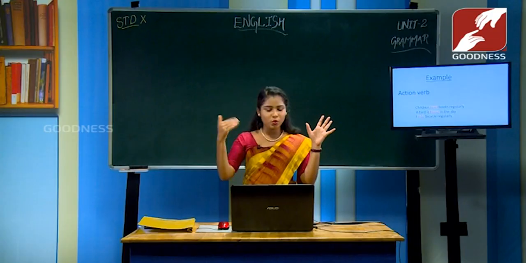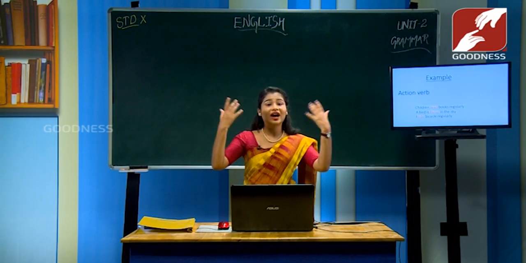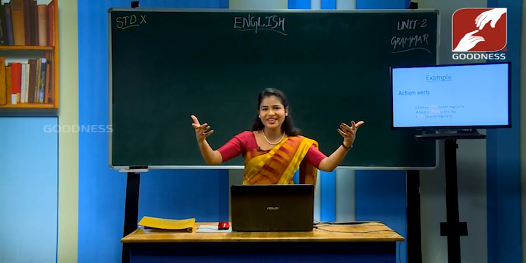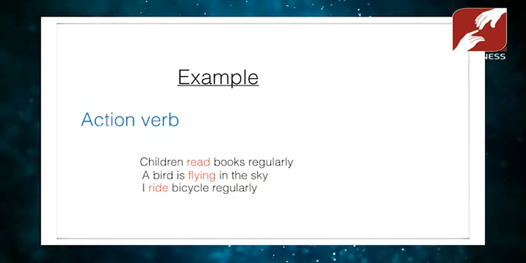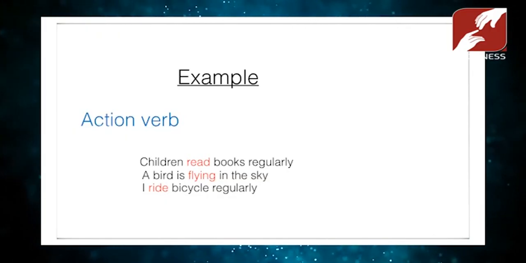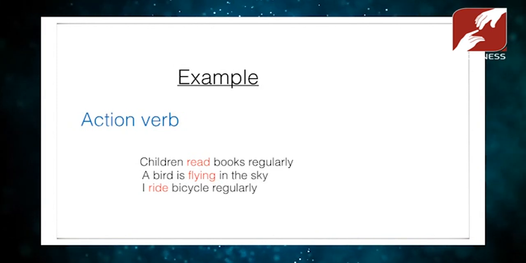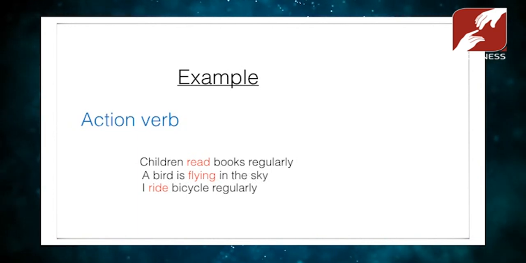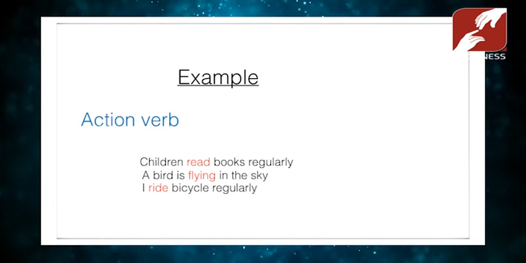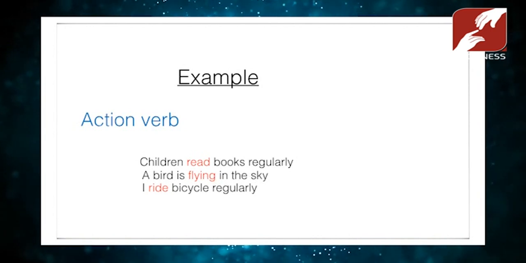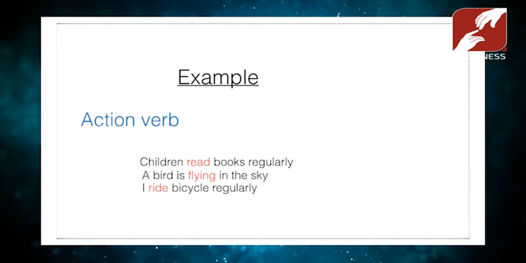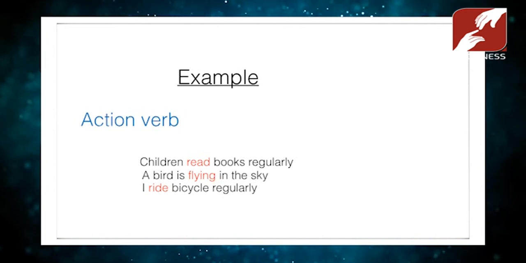Yes. Now, moving on, a bird is flying in the sky. What is a bird doing? Yes, the bird is flying in the sky. So, what is the action performed by the bird? Yes, it's of course fly. Now, moving to the third example. I ride bicycle regularly. What am I doing? Just riding the bicycle. So, what is the action performed? Yes, of course, it is ride. So, all these are the examples of action verbs. Is it clear for you? Isn't it?